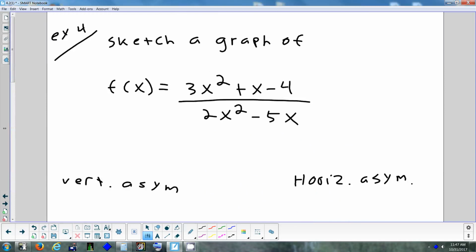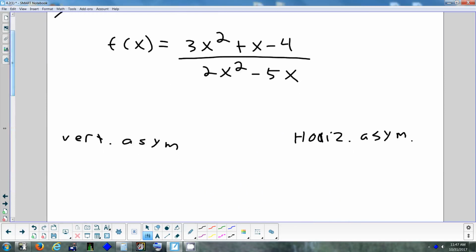So let's start with our horizontal. What do you find that helps you to get the horizontal? We don't find the horizontal right away. We find the what? Yep, we find the EBM, the end behavior model. And Josh, what's the term in the top that's going to control everything? 3x squared. And the term in the bottom? 2x squared. So I'm left with 3 over 2. Okay, my EBM is 3 halves.